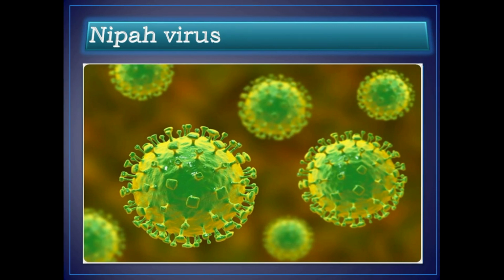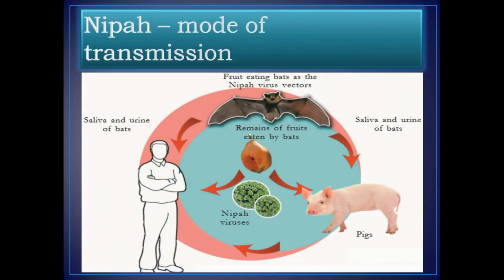Let's move to the first viral disease, Nipah. So this is the Nipah virus, and how it spreads among the human population. This is a simple illustration which shows how the virus spreads from one organism to the other. So the vector of the Nipah virus is the bat. Fruit-eating bats are the vectors of the Nipah virus.